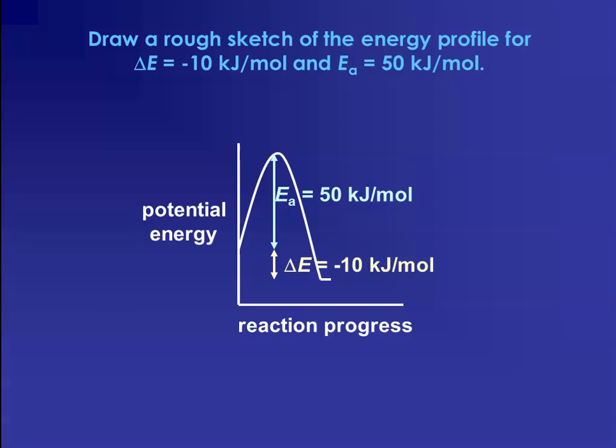If this had been a positive 10 kilojoules, the products line would have ended higher than the reactants line, and delta E's 10 kilojoules would have been part of that activation energy arrow. It just would have been to the side of it.